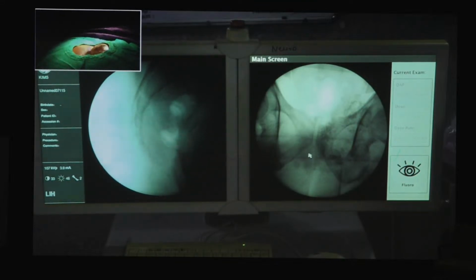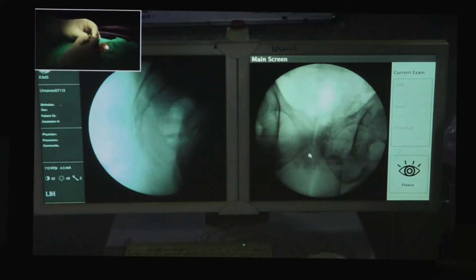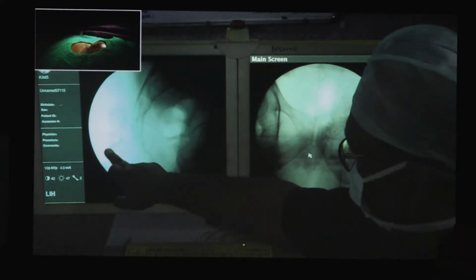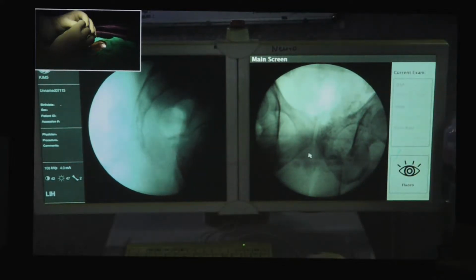Okay, so because that is a very small needle, it is probably not visible on the C-arm. I will go ahead with a 23 gauge Quincke spinal needle. So as you can see, my needle has now appeared on the screen. I am a little above where I want to be, so I will redirect it a little inferiorly.